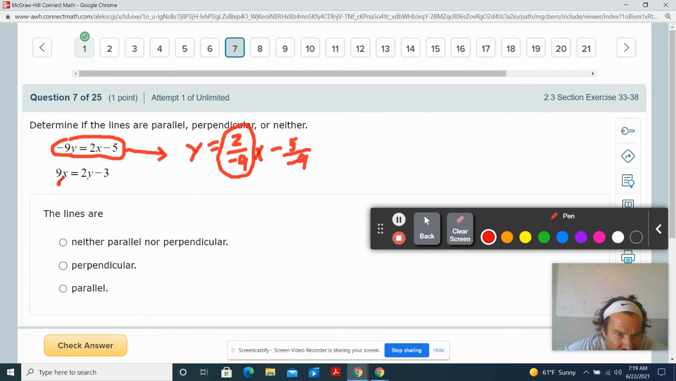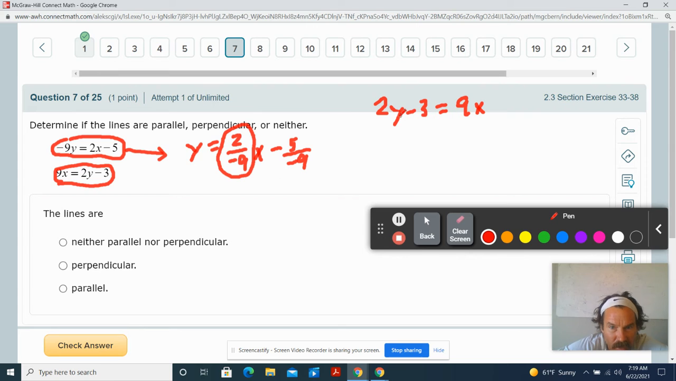Now I do the same thing with this one, but this one's written a little bit backwards. The y is on the right hand side. I like to put the y on the left hand side, so I'm going to rewrite it here. I'm going to put 2y minus 3 on the left hand side, and the 9x on the right hand side. And you might want to do that too, because it's y equals mx plus b. You've got to get that in your head, because that's going to come up on every single problem. Y equals mx plus b.